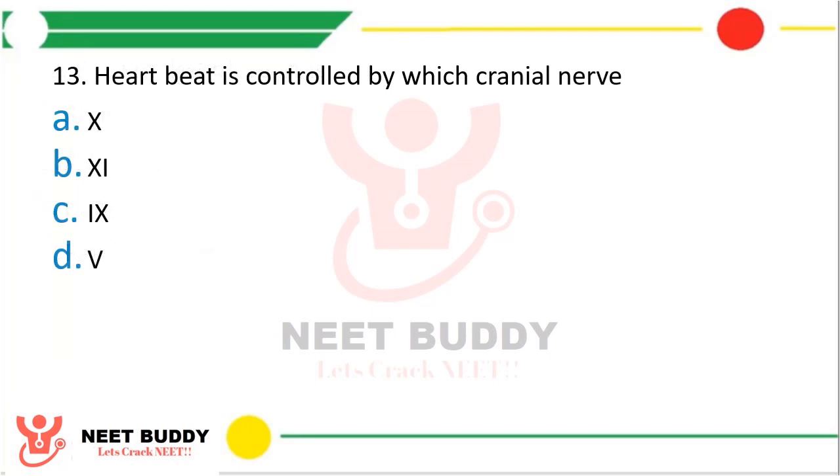Question number 13. Heartbeat is controlled by which cranial nerve? Option A, 10th cranial nerve, option B, 11th cranial nerve, option C, 9th cranial nerve, or option D, 5th cranial nerve. The correct answer is option A, that is 10th cranial nerve. And what is the name of the 10th cranial nerve? Right, vagus nerve.